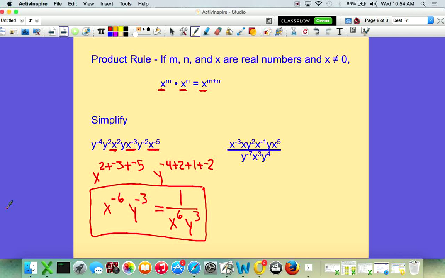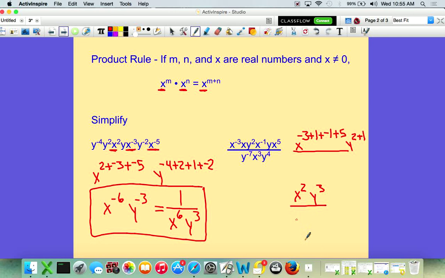For our next one, a little bit more complicated here. Okay, remember, fraction bar is like a set of parentheses, so deal with the top and then deal with the bottom from there. So for x, we've got negative 3 plus 1 plus negative 1 plus 5. So this would be x to the second power. And then our y on top would be 2 plus 1. So we'd have y cubed on top.